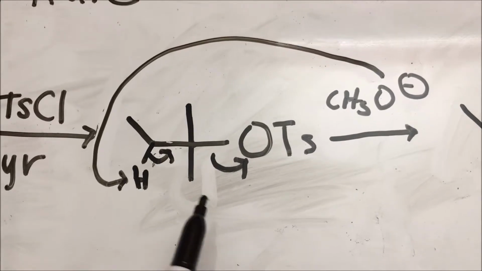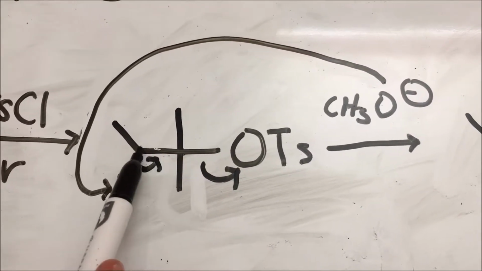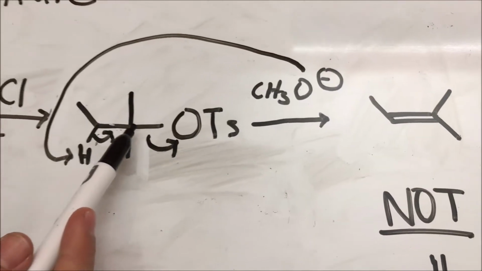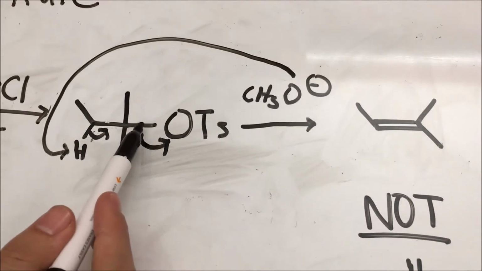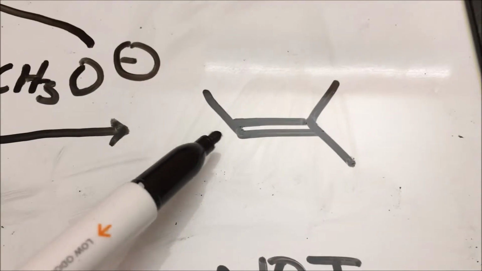And if we follow the electron pushing arrows, the electrons from the carbon to hydrogen bond here will help to form a double bond between these two carbons. And to avoid overfilling our octet on this carbon over here, these electrons will leave with the tosylate group, leaving us with the more substituted and more stable Zaitsev product.